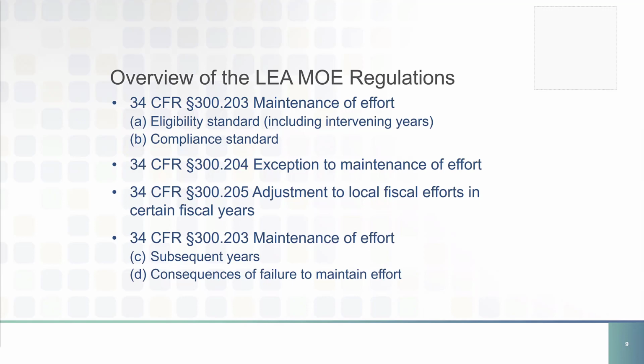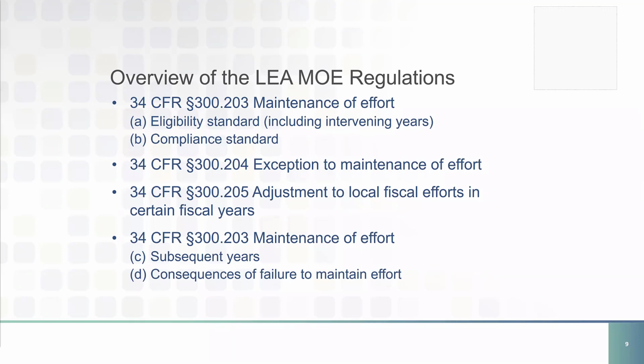This adjustment in 34 CFR Section 300.205 interacts with the voluntary use of IDEA funds for Coordinated Early Intervening Services, or CEIS, which we also will discuss. We'll go back to 34 CFR Section 300.203 and look at the subsequent years rule outlined in paragraph (c) that applies to both the eligibility and compliance standards. And it is an important clarification added to the regulatory changes that were released in April of 2015.